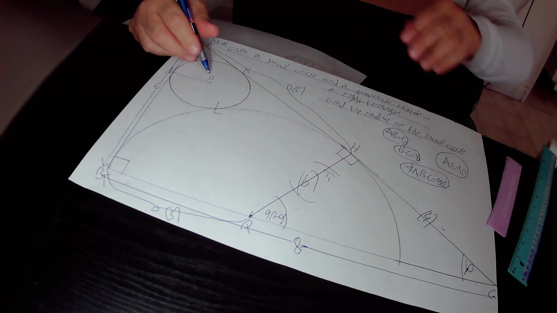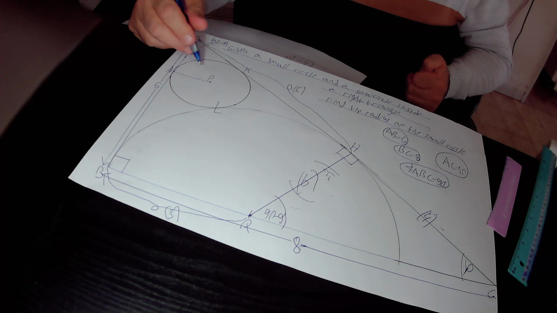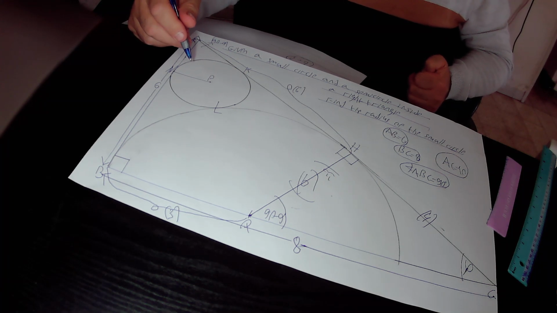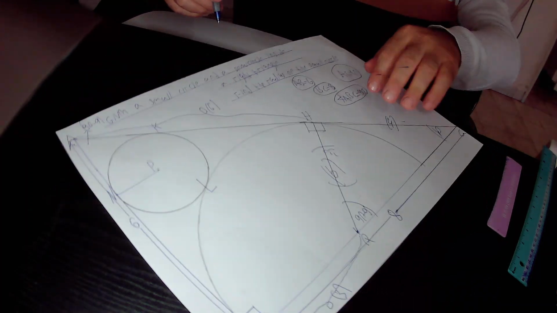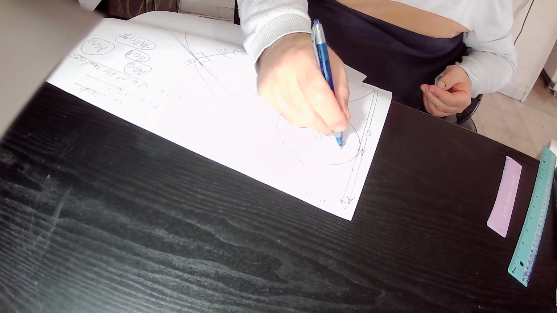Point P is the center of this small circle, point N is the point on the small circle itself, therefore PN is the radius of this small circle. We define the radius of this small circle as A, therefore PN equals A. A is the radius that we are looking for in this question.